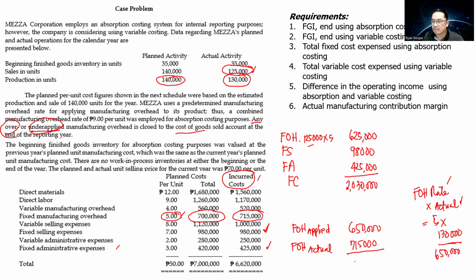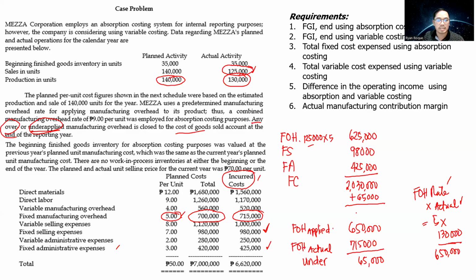So the difference is how much? This is 65,000. So what do we have here? Over, under applied. We applied 650,000, so the actual is 715,000. So we are under applied, meaning the cost is underestimated. Therefore we are going to add the adjustment of 65,000.